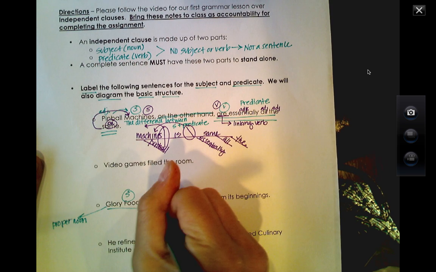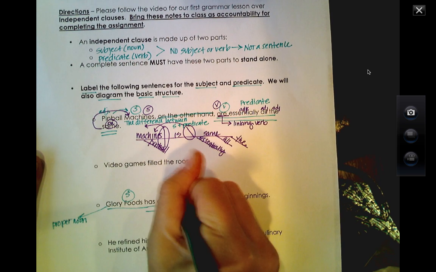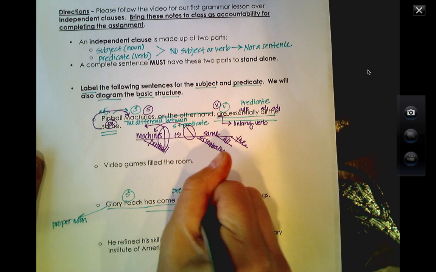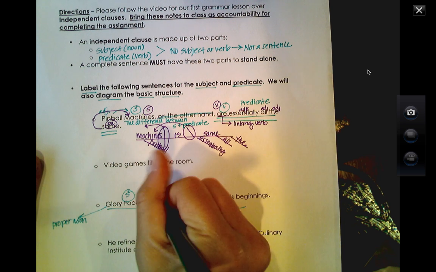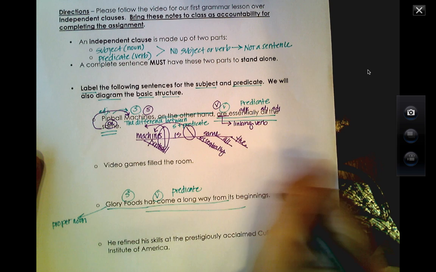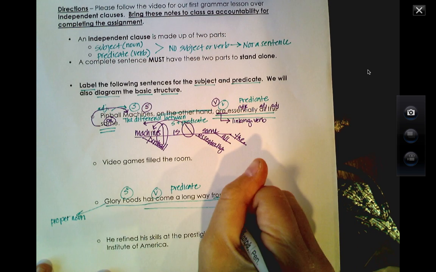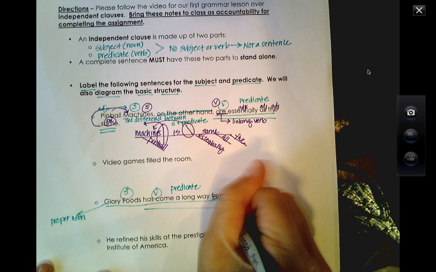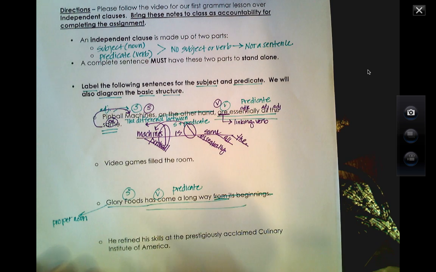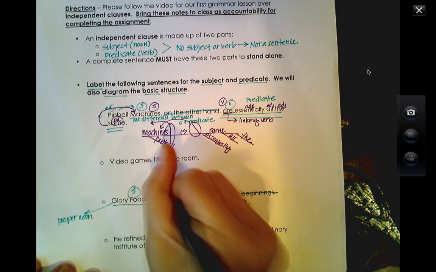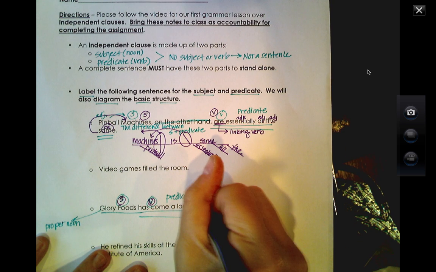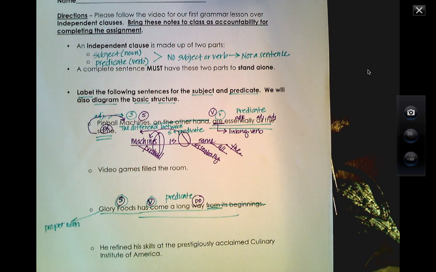Then we have our predicate. I'm going to double underline that. We have has come is going to be our verb, and then the rest of it is our predicate. Let's try to diagram this. From is a preposition, so we're going to cross out a prepositional phrase for a second. So we have has come is the verb. Our subject is Glory Foods. Way is going to be a noun, so that's going to be our direct object.